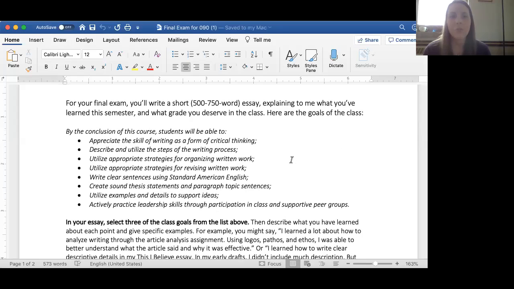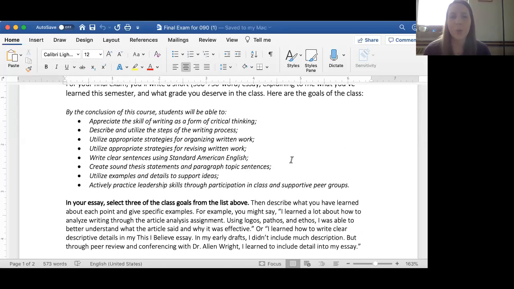So you want to appreciate the skill of writing as a form of critical thinking, utilize and describe the steps of the writing process, utilize appropriate strategies for organizing written work, utilize appropriate strategies for revising written work, write clear sentences using standard American English, create sound thesis statements and paragraph topic sentences, utilize examples and details to support ideas, and actively practice leadership skills through participation in class and supportive peer groups.